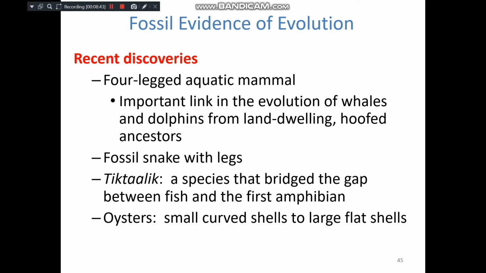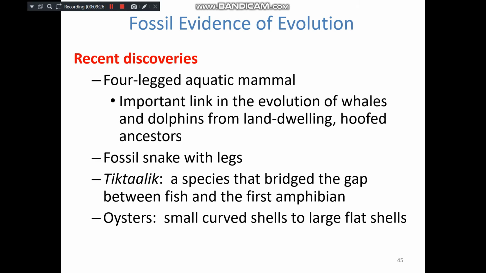Then this is another species, Tiktaalik. It's a named species. Nobody has seen it, but we got the fossil, and that is considered an intermediate between fish and the first amphibian. Because we also say that amphibians evolved from fishes, then how do you justify that? Because of this fossil, Tiktaalik, which bridges the gap between the fish and the first amphibian, it is considered the interlink between fish and amphibians.